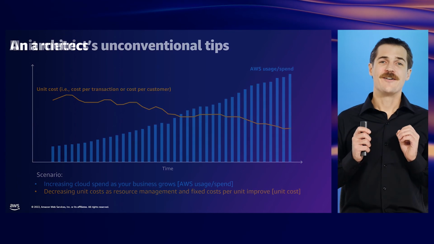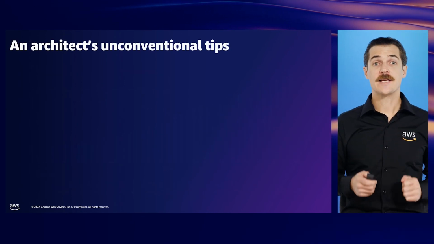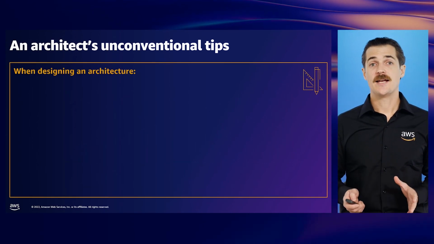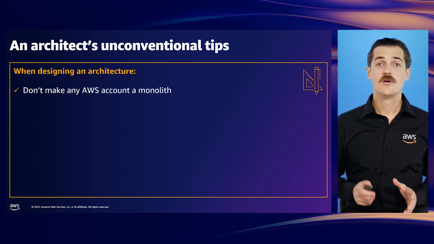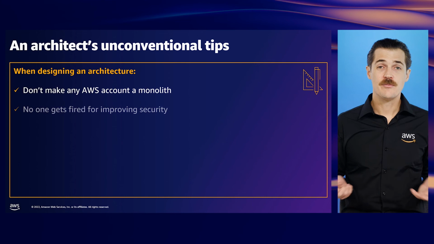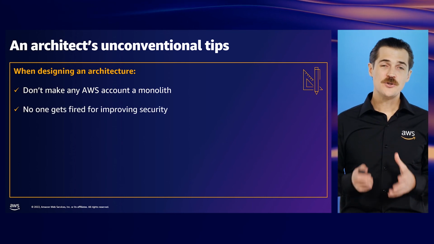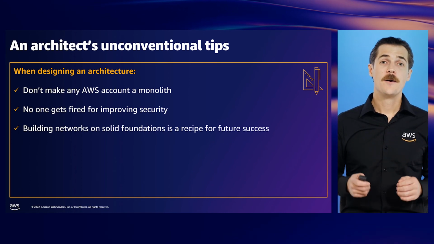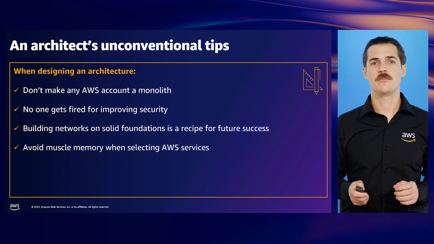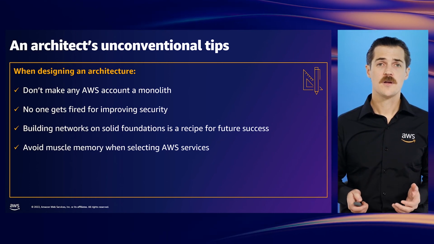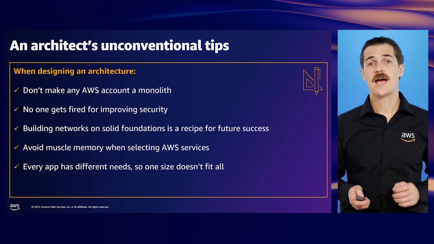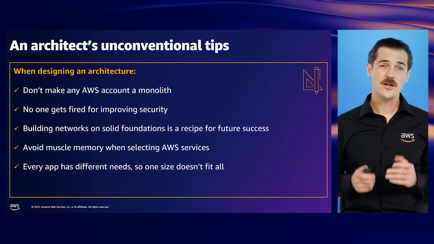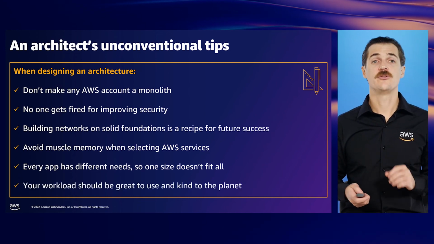Whew! We've covered a lot in this session. Let's recap. When you're designing an architecture, don't make any AWS account a monolith. Remember, no one gets fired for improving security. Build your networks on solid foundations to ensure future success. Make the right choice. Avoid muscle memory when selecting AWS services. When it comes to compute, every app has different needs, so one size doesn't fit all. And finally, while your workload should be great to use, it should also be kind to the planet.